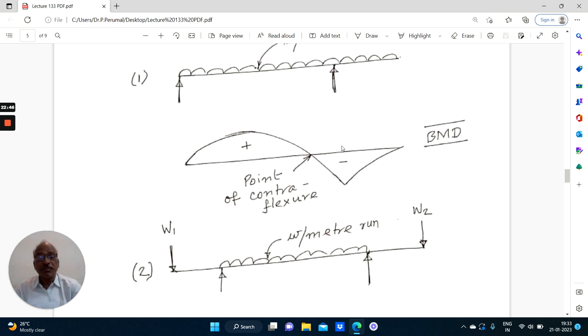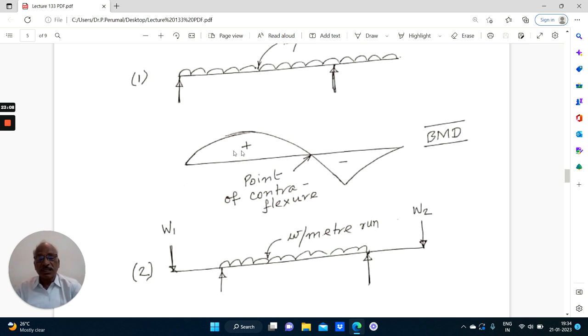Here the bending moment will be negative. That is because of the load on the overhanging part. This will be subjected to hogging moment or negative moment. So at the support, you will have negative moment. Over the simply supported portion, you will have sagging moment when it is subjected to downward load, right?